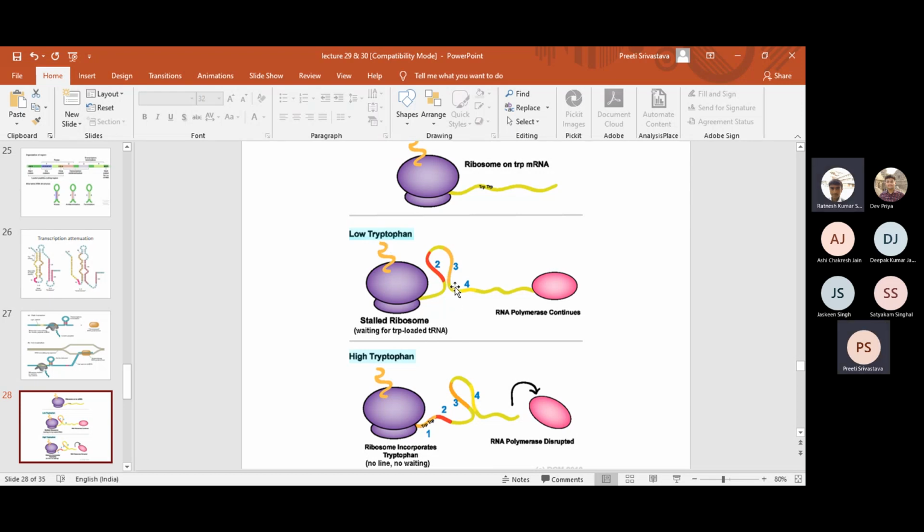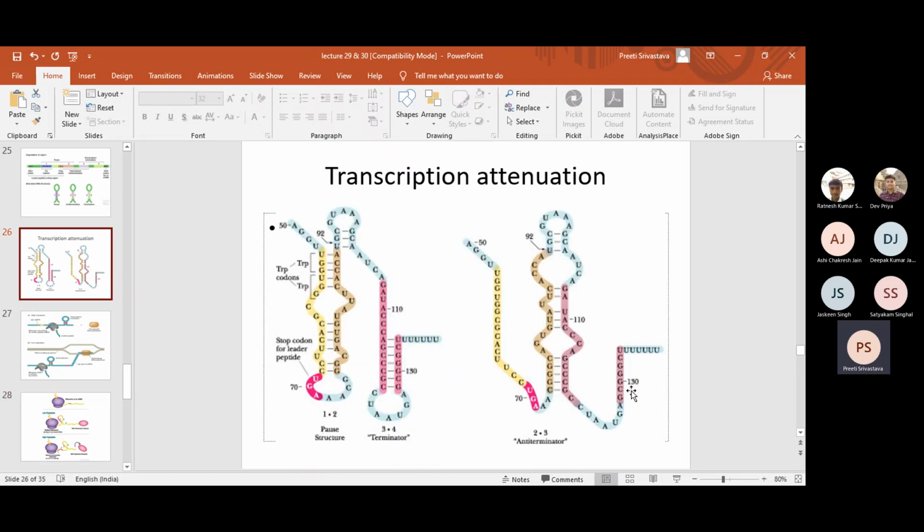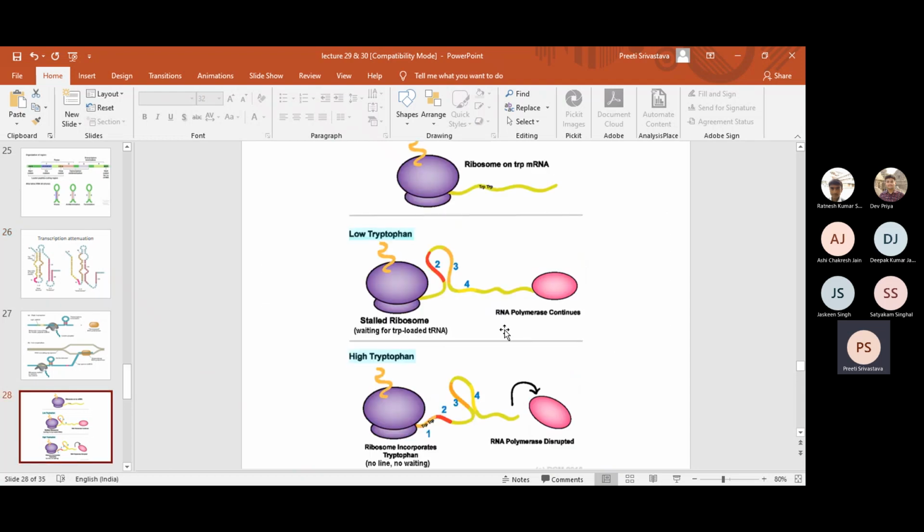Right? So in this case 2 and 3 will pair up, and 2 and 3, as we discussed here, is an anti-terminator. That means it will not result in termination. So therefore RNA polymerase will keep transcribing the mRNA, and therefore tryptophan biosynthesis will continue. That means when tryptophan is low, the cell will keep making the tryptophan mRNA, and therefore the tryptophan biosynthesis genes will be on, and therefore the tryptophan will be made by the cell itself.